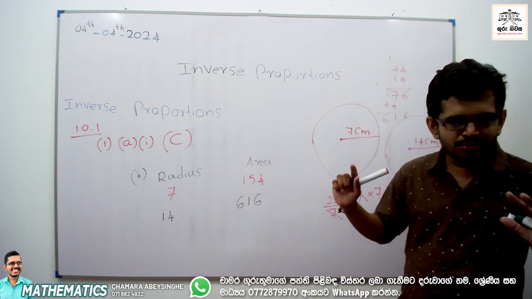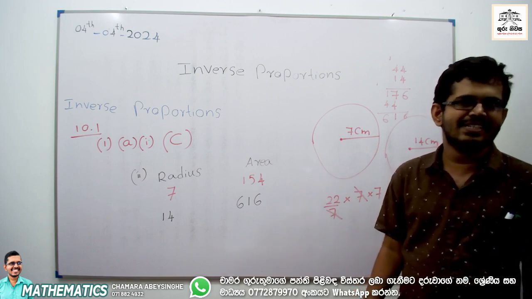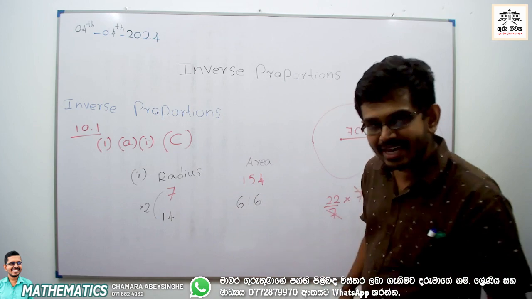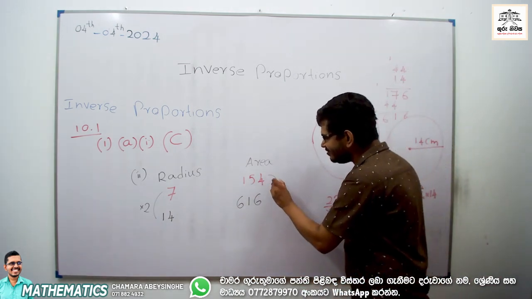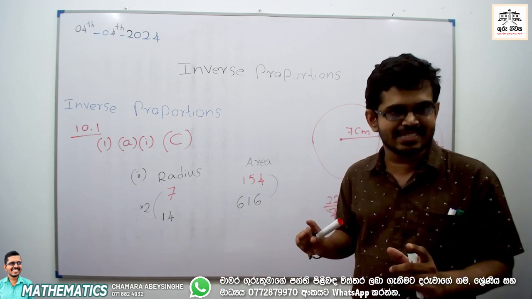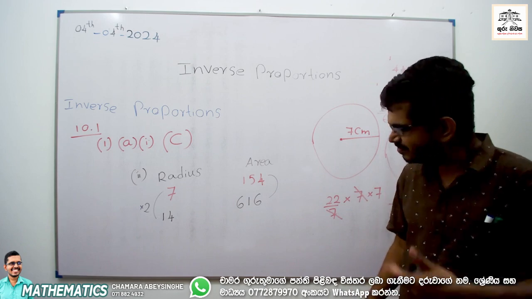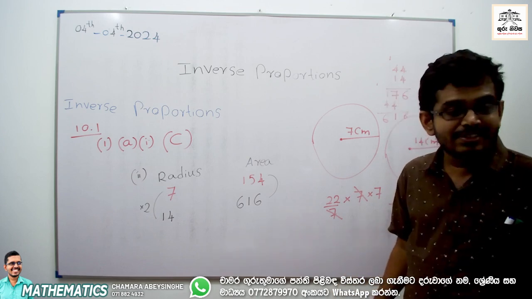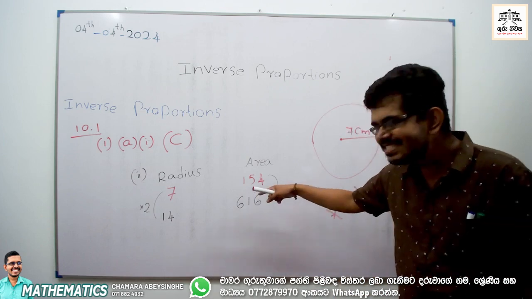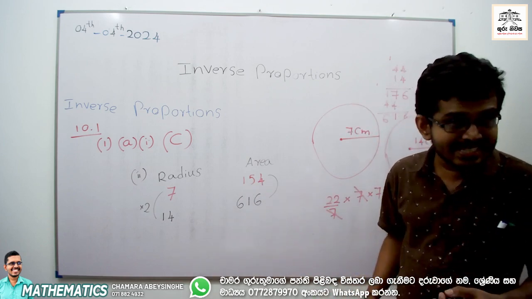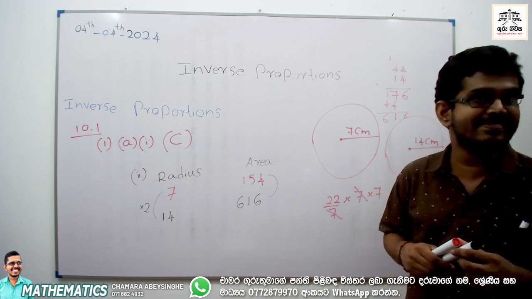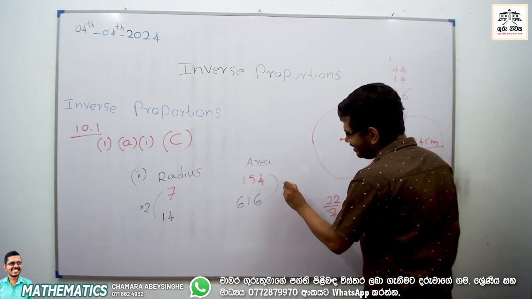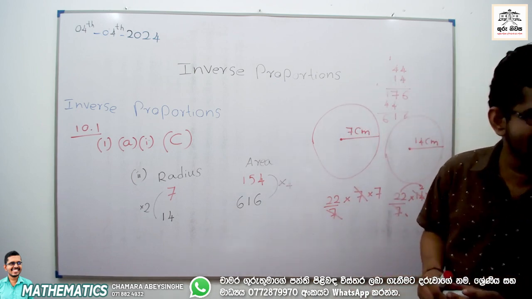Now let's see, student. The two radii, 7 and 14, are almost enough. 7 times 2 is 14, so the radius is doubled. But this side, 154 times 2 is 308, not 616. So the area does not double. It increases, but not by the same factor. The value is multiplied 4 times: 154 multiplied by 4 is 616.